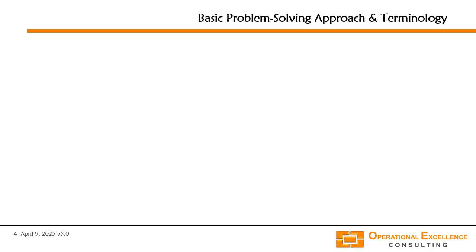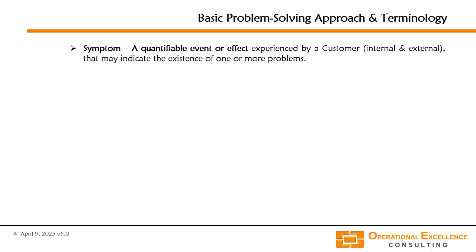Any problem-solving activity always starts with a symptom. What do we mean by a symptom? A symptom is, as you see here, a quantifiable event or effect. Something that an internal or an external customer experiences. For example, a product that does not work as intended, a delivery that has been delivered late, or an incorrect invoice that you received from a supplier.